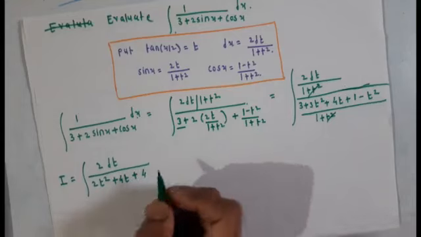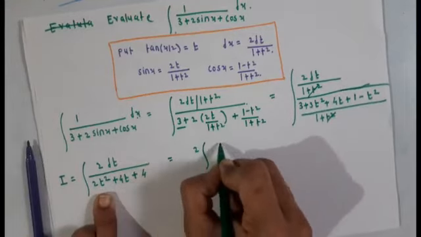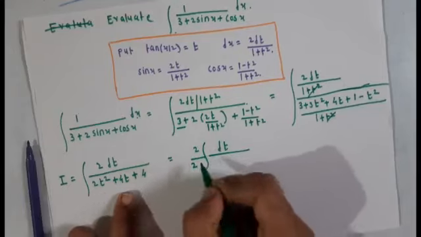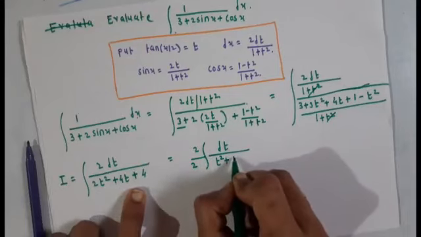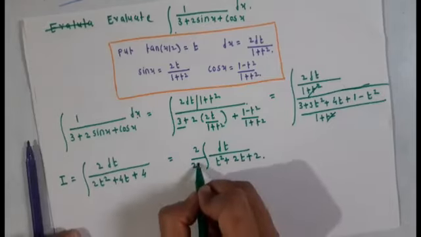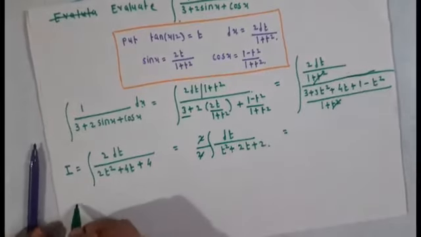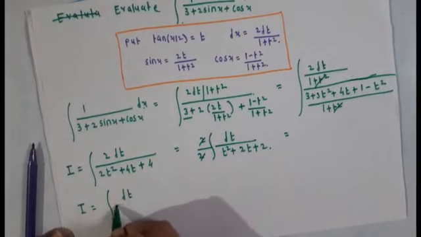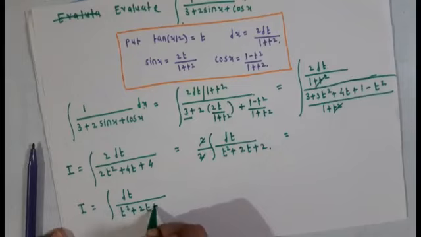Okay students, now common out 2 from the denominator, we have t square plus 2t plus 2. Okay students, these 2 get cancelled, and now our integration I equal to, that is, dt upon t square plus 2t plus 2.